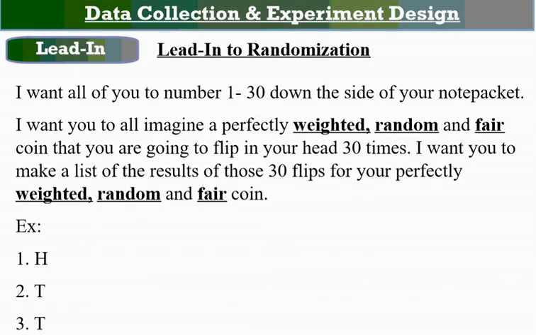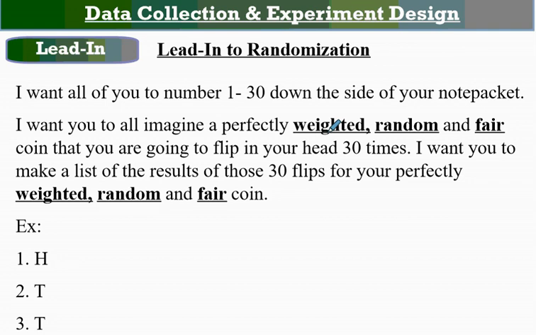The reason that we have all these procedures is because we want to avoid bias. One of the ones that we talked about is maybe you want to randomly sample some people. The reason that we are going to use computers is because it is difficult for humans to be random. If you are in class on this day, I do the following activity. I ask all students to imagine a perfectly weighted, random, and fair coin, and I want them to flip it in their head 30 times.